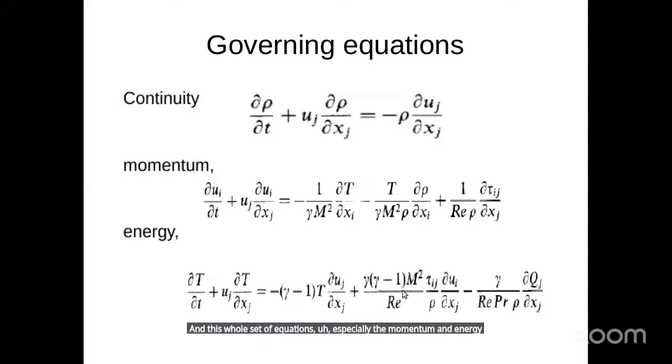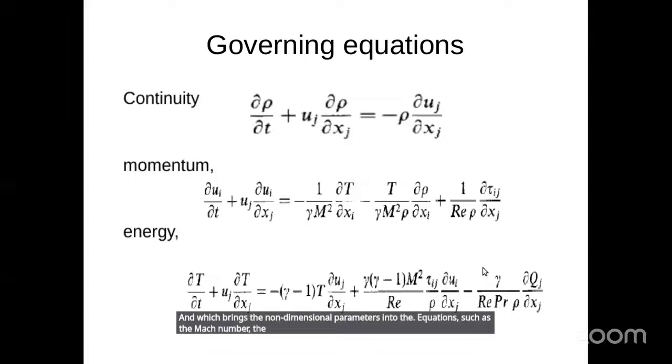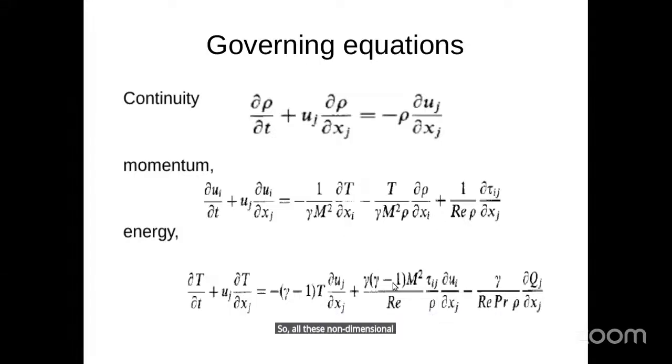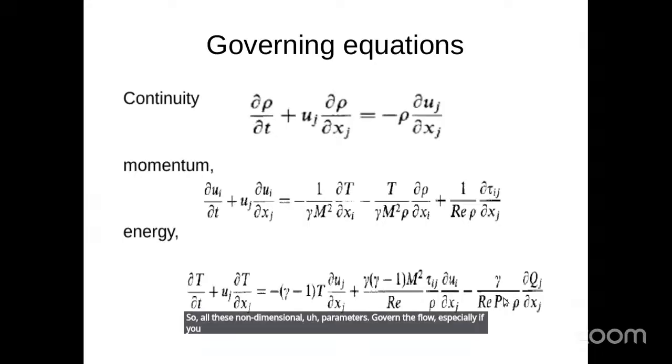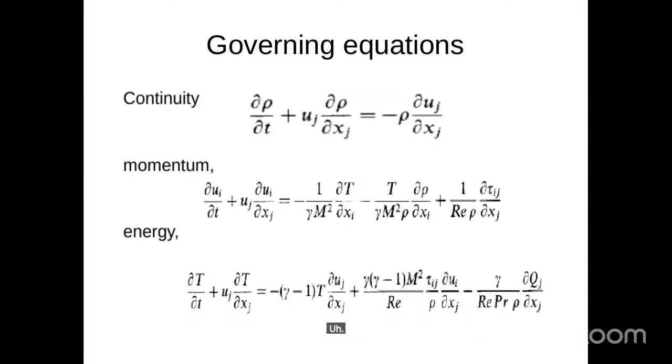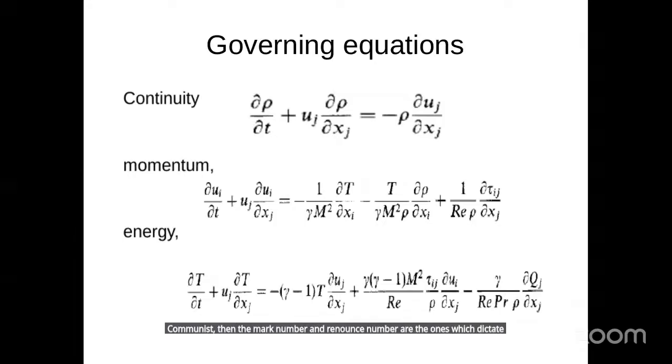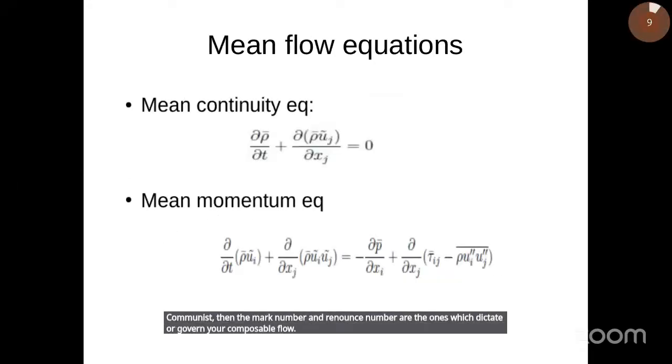Now, this is one form of an energy equation, and this whole set of equations, especially the momentum and energy equations, are normalized, which brings the non-dimensional parameters into the equations, such as the Mach number, the Reynolds number, and the Prandtl number. All these non-dimensional parameters govern the flow. If you keep the Prandtl number fixed, which is most commonly done, then the Mach number and Reynolds number are the ones which govern the compressible flow.